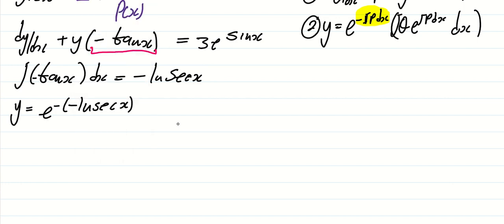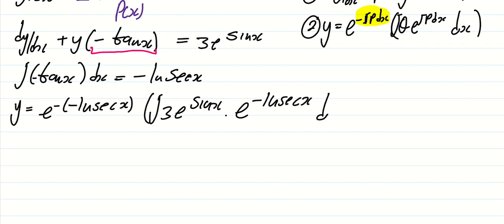Then open bracket, integration of q, which is 3e to the power of sine x, times e to the power of minus ln sec x dx. Okay, so now let's check this.